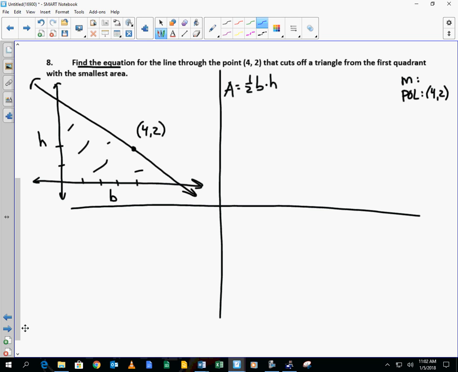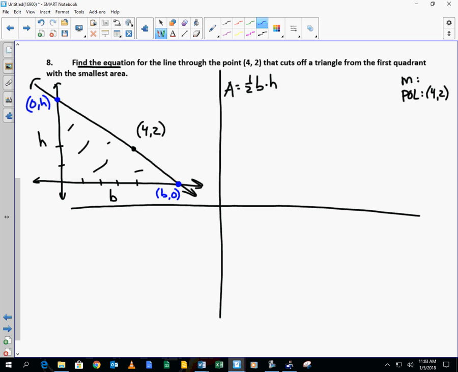So we got 1/2 base times height. What's drawing my interest here is that there are coordinates. So instead of just labeling this B, I'm going to talk about this spot right here as a coordinate. I'm going to call it B0. Does that make sense? So then what would this coordinate be right here? Yeah, 0H. So in other words, the x-intercept is going to be the base. The y-intercept is going to be the height.